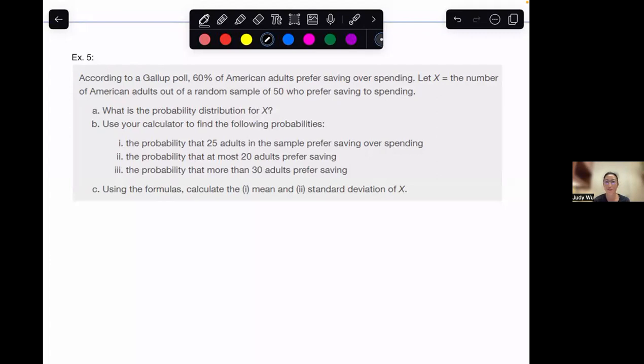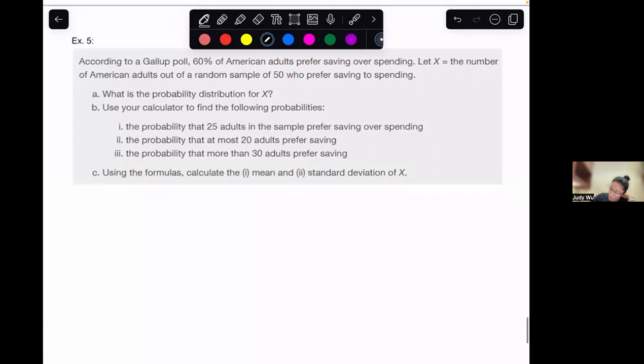60% of American adults prefer saving over spending. Let X equal the number of American adults out of a random sample of 50 who prefer saving to spending. All right. So it's probably a good idea to make sure that we know that this is a binomial distribution, okay? And so remember that our indicator is that there's either a success or a failure, all right?